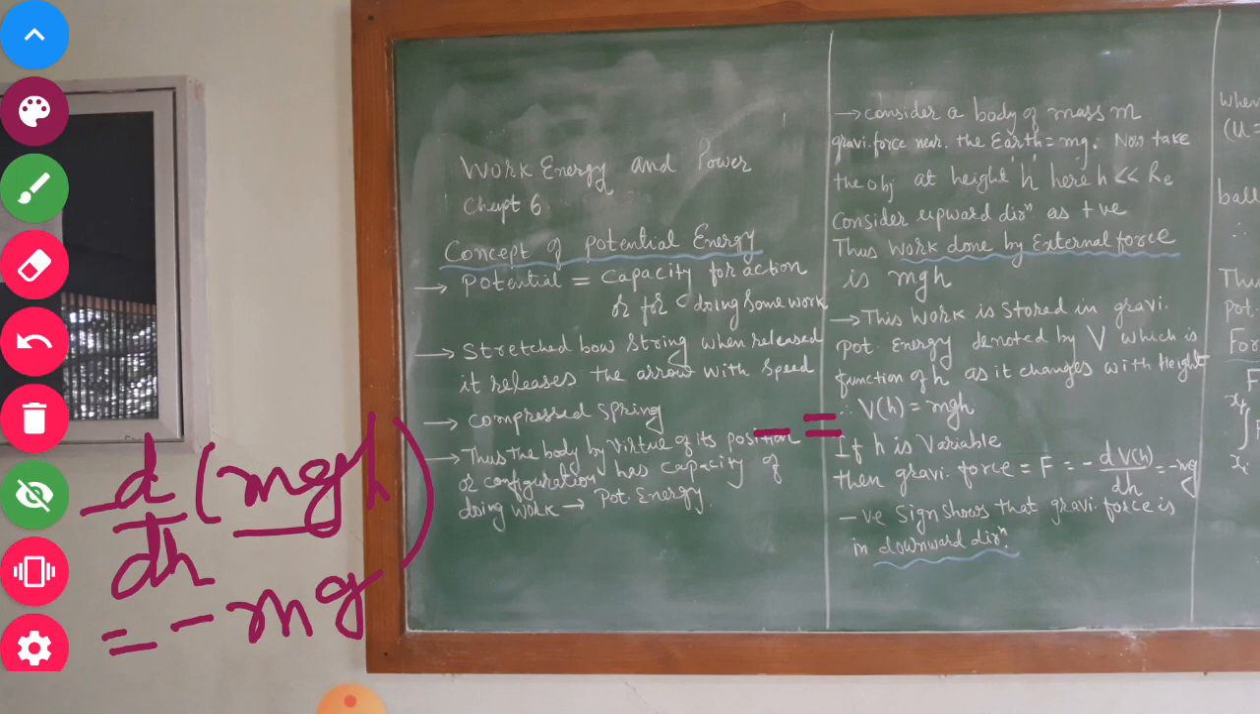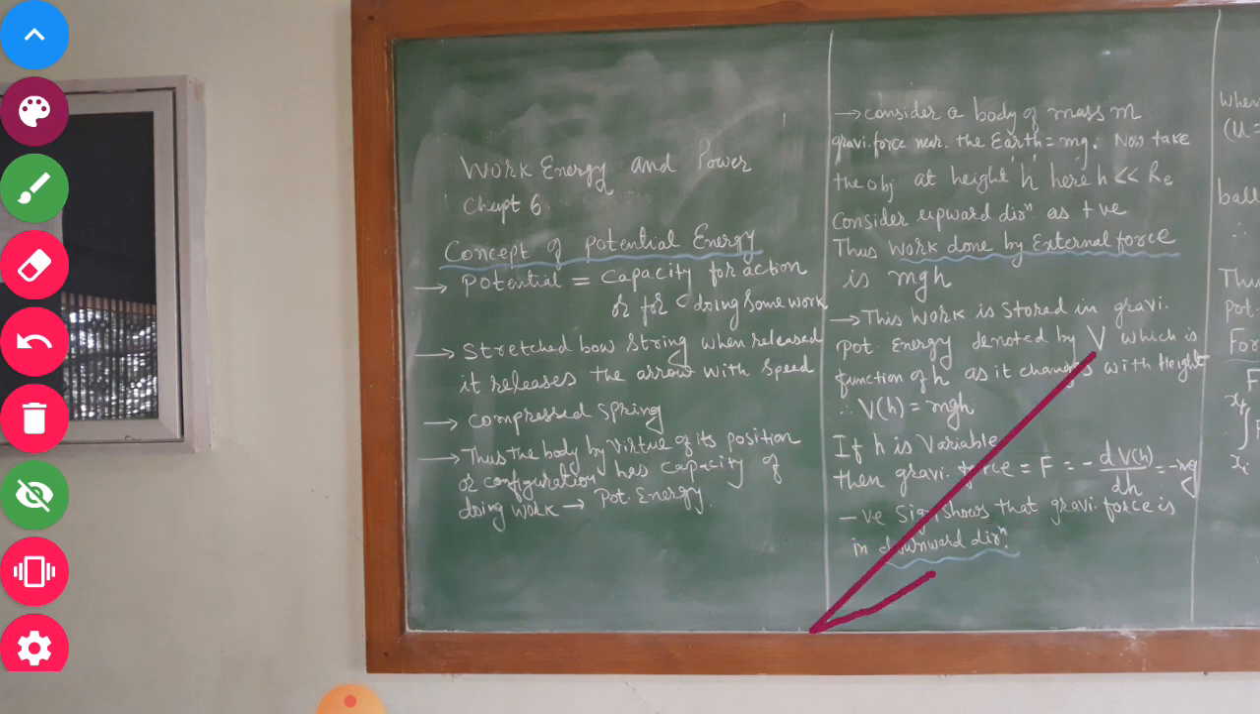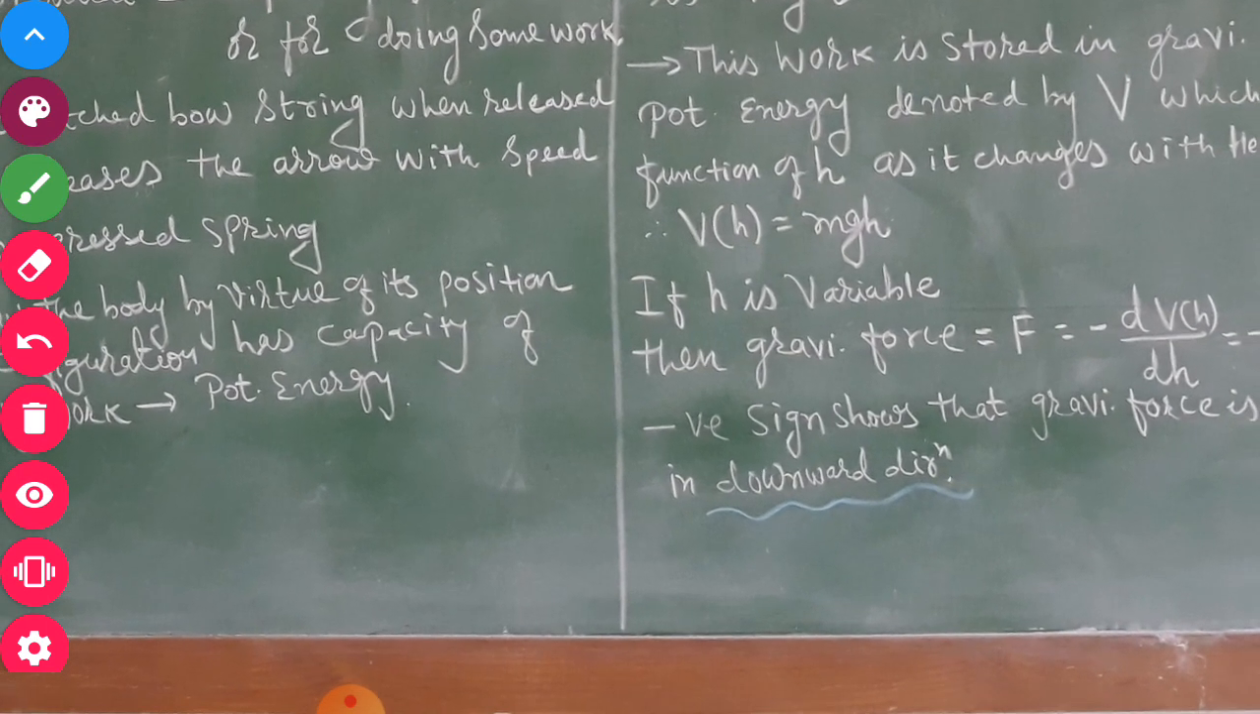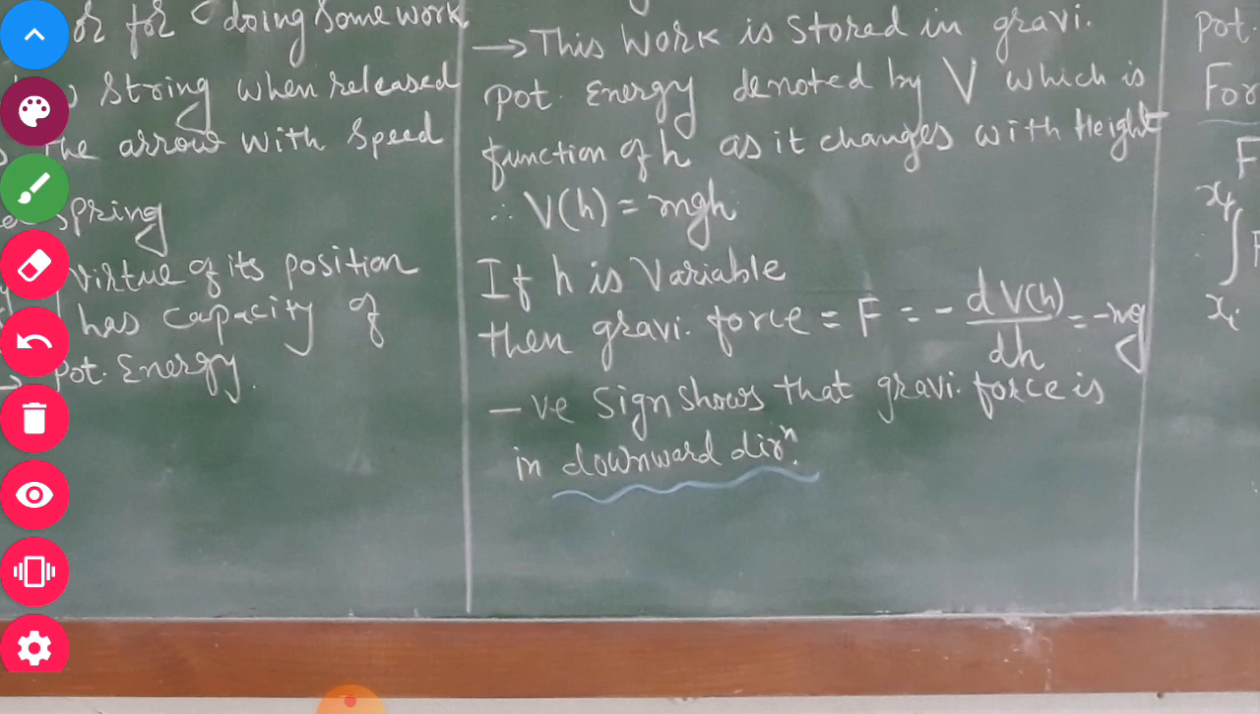The gravitational force is in the downward direction, and the external force in the upward direction is doing the work against the gravitational force. That is why this negative sign has come, because the gravitational force is always in the downward direction, as you know. So the work done, if you want to find it, is mgh.